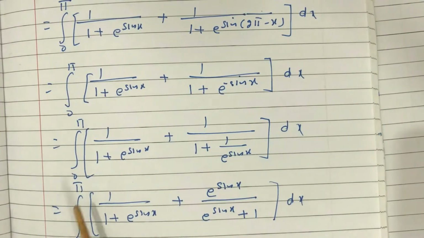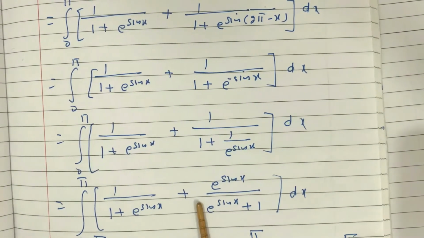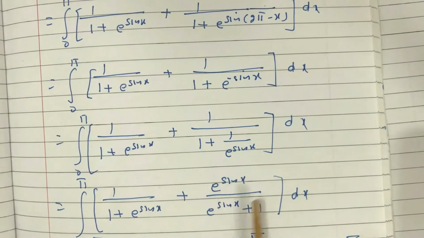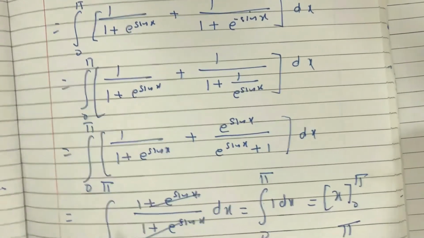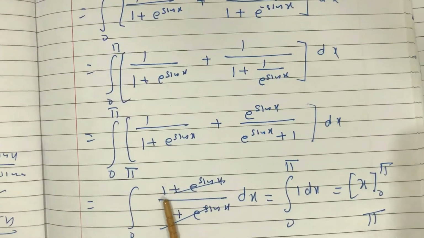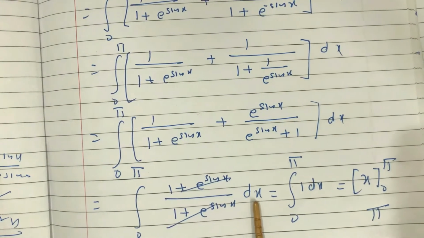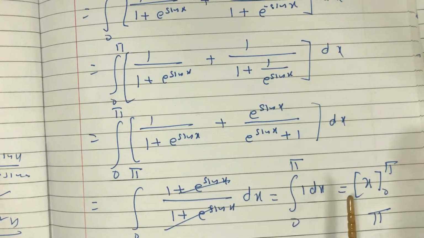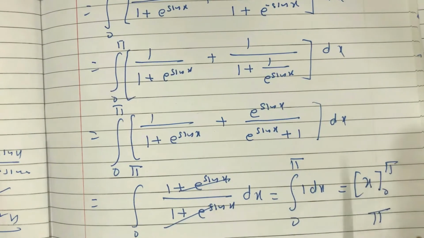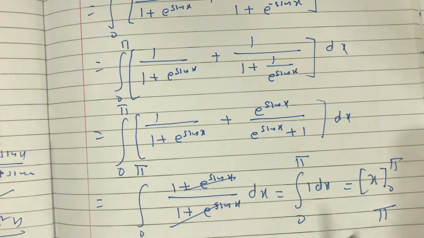This thing can be solved and it can be written as this. So this is integral 0 to pi of 1 upon 1 plus e raised to power sin x, plus e raised to power sin x upon e raised to power sin x plus 1. Take the LCM. You will get integral 0 to pi of (1 plus e raised to power sin x) upon (1 plus e raised to power sin x) dx. This and this are cancelled. You will get integral 0 to pi of 1 dx. This is equal to x from 0 to pi and this is equal to pi. So that is the answer.